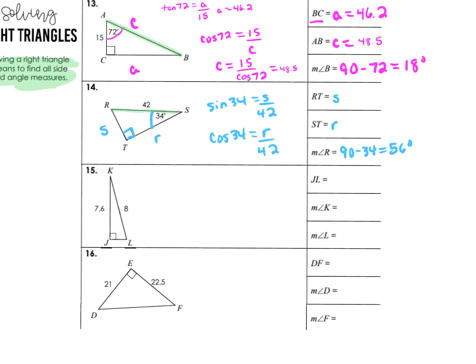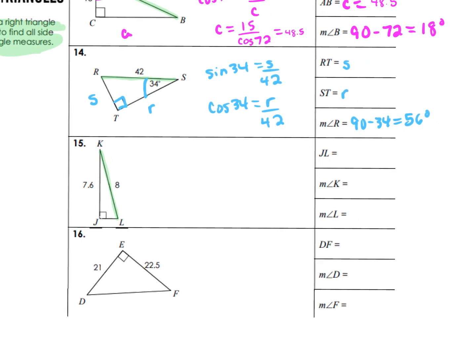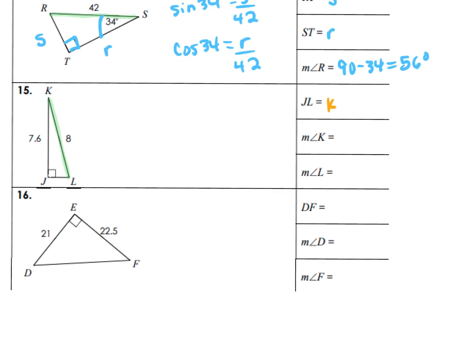Okay. I want to do one where we're having to find angle measures as well. Let's do 15, looking at what we've got to deal with. Once again, I'm going to highlight that hypotenuse just to help with what we're looking at there. If you notice, we're supposed to find side JL, in other words, side K is another way to label that. How can we find that side? What are we going to do for that? What do you think?